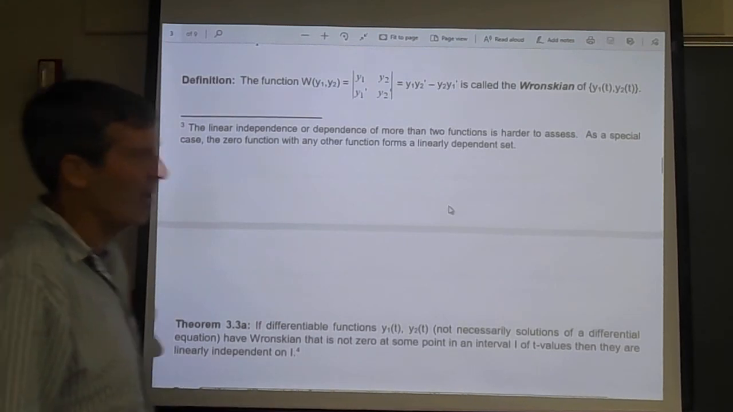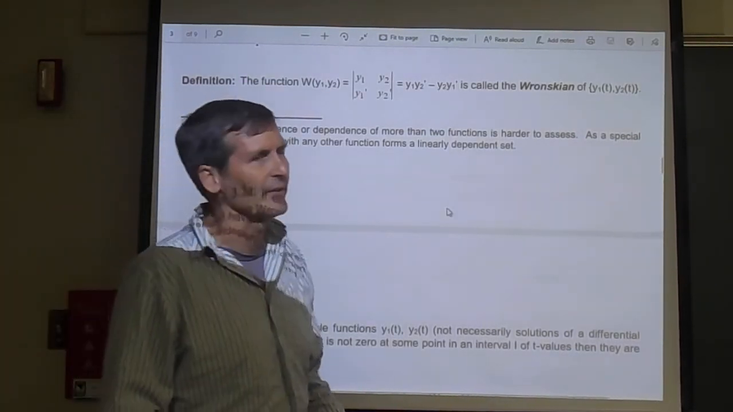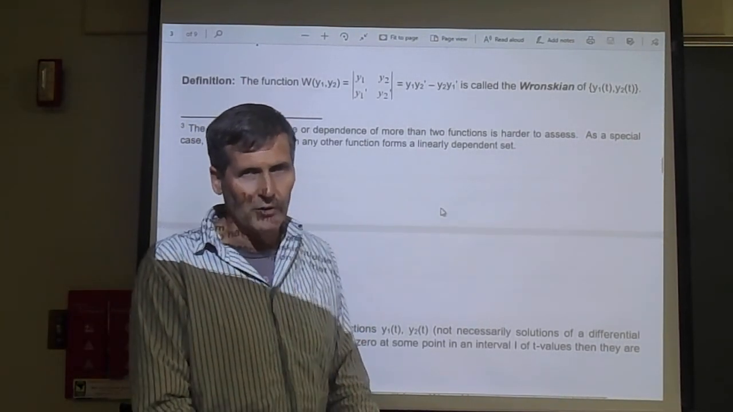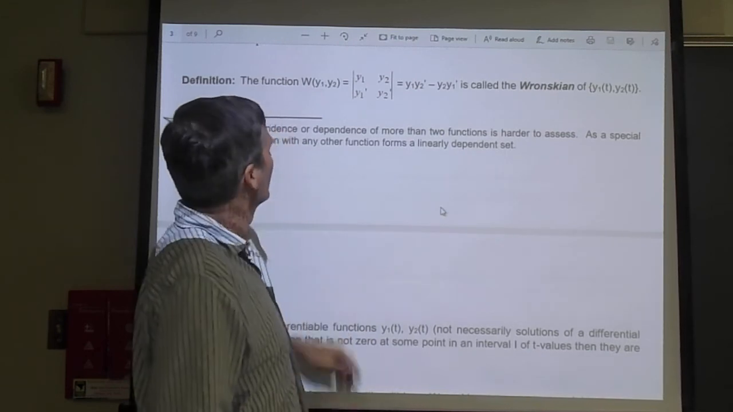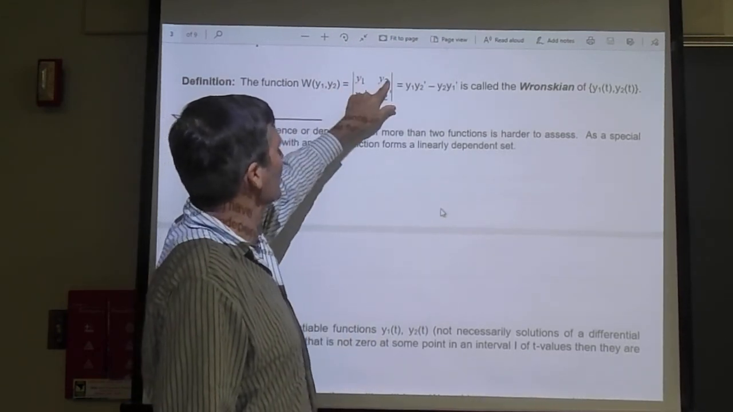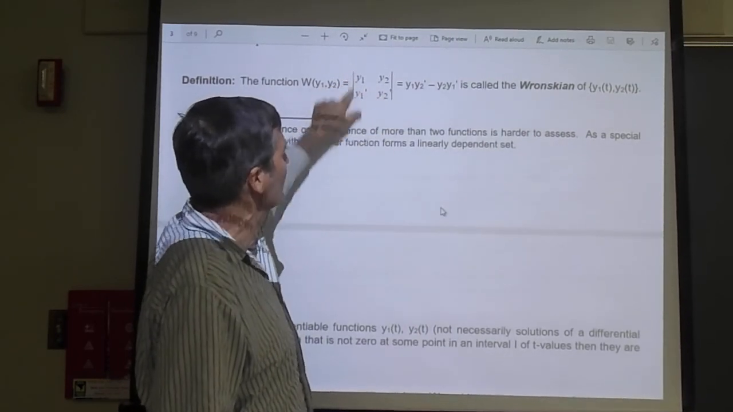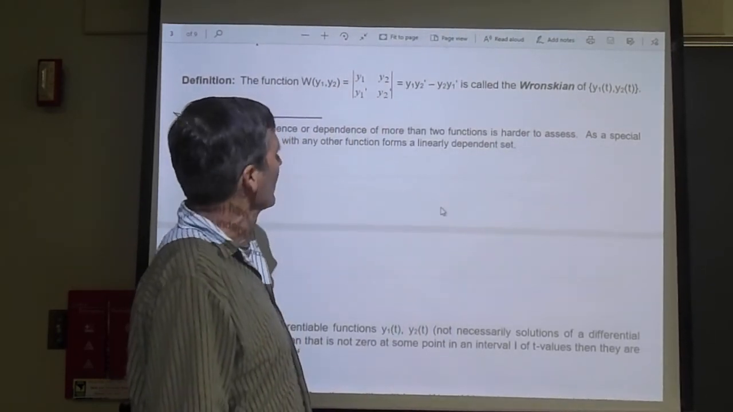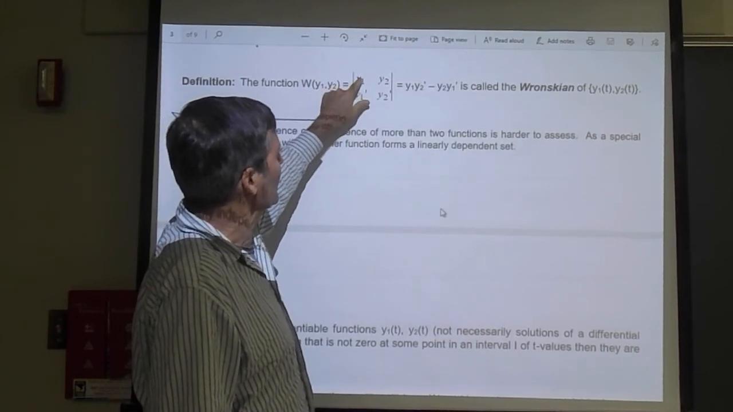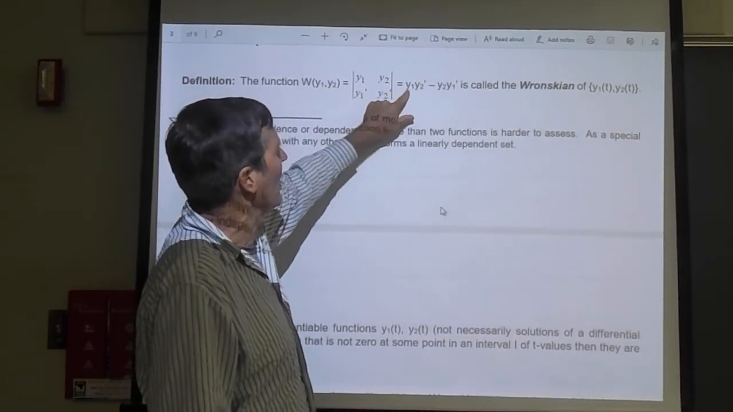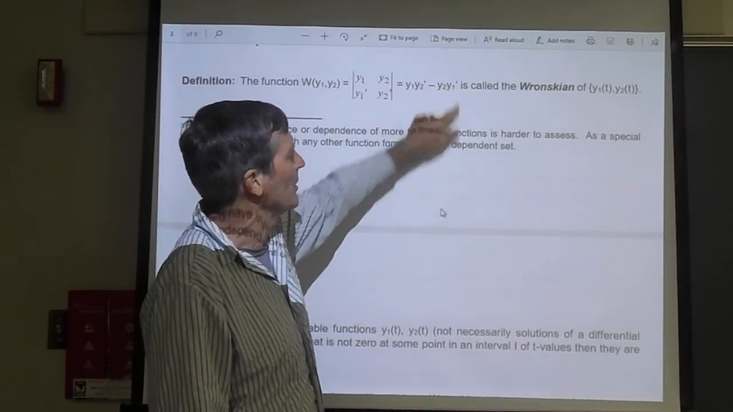Well, that's kind of a hard proof, isn't it? Who wants to do that every time? There's a fast check. You can use something called the Wronskian. If you're given two functions, y1 and y2, you put those on the first line and y1 prime, y2 prime on the second line and take a determinant. Remember from early calculus, the determinant means take this times this minus this times this. So y1 y2 prime minus y2 y1 prime.